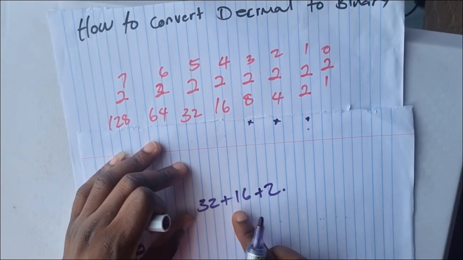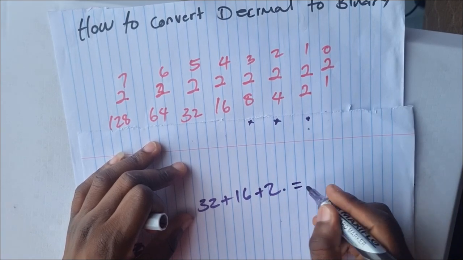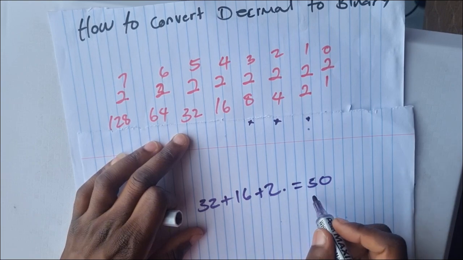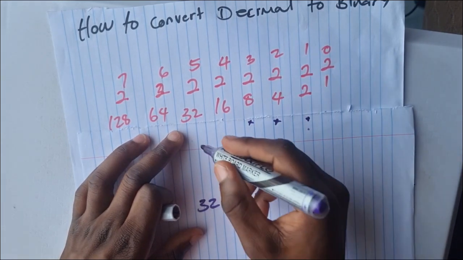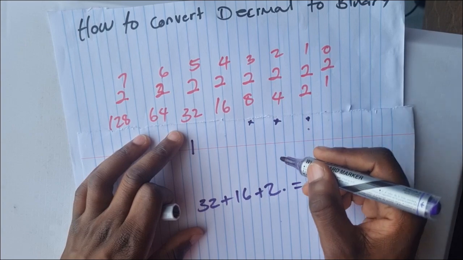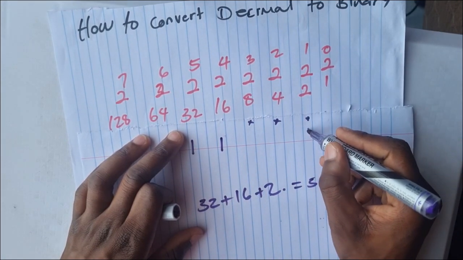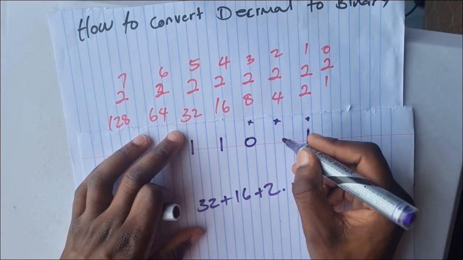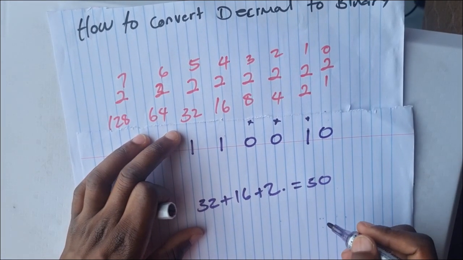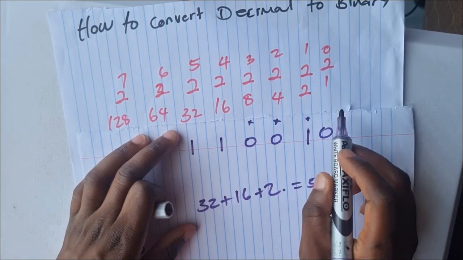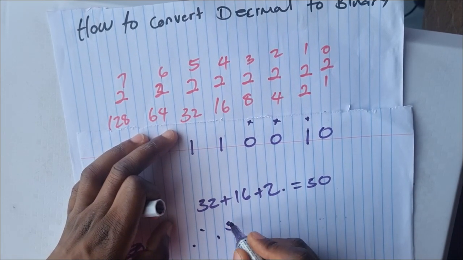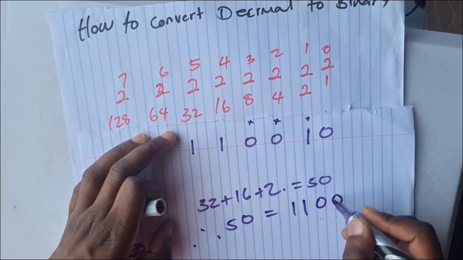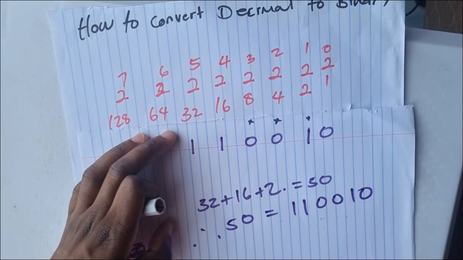Now 32 plus 16 plus 2 gives us 50. Therefore, we put 1 on all the numbers that add up to 50: 32, 16, and 2. All the numbers that do not add up to 50, we put 0. On 8, 4, and 1, we put 0. Therefore, 50 is equal to 1, 1, 0, 0, 1, 0 in binary.